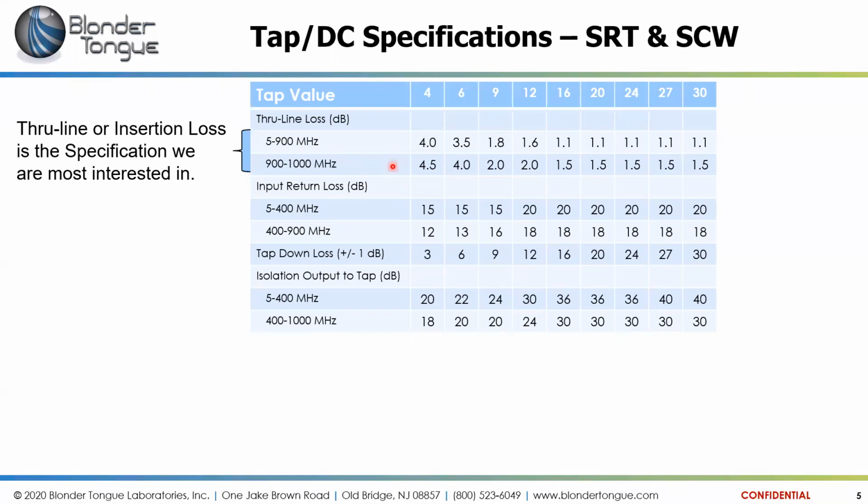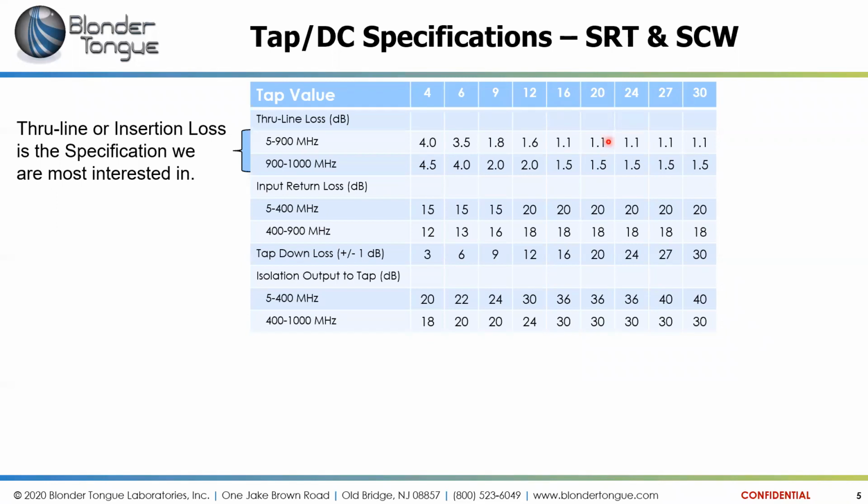to be interested in. So depending on what the tap value is of this device, let's say, for example, we select a 20 decibel tap and we're running a system that's 860 megahertz at the high frequency. So we would expect about 1.1 decibels of through loss on the through line port that would be going on to the next tap location. Now this tap also has the tap down port, which would have the 20 decibels of loss based on the tap value here of 20.